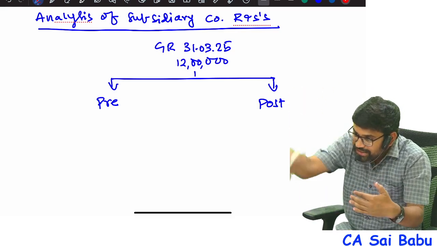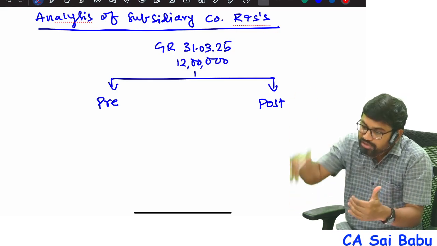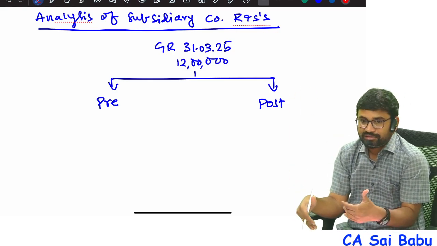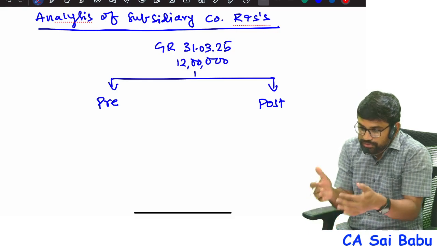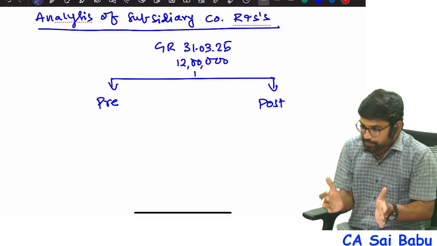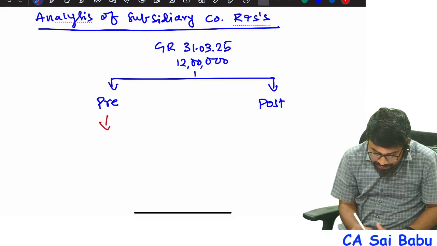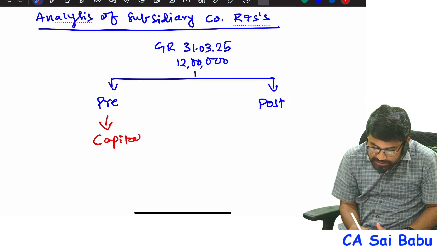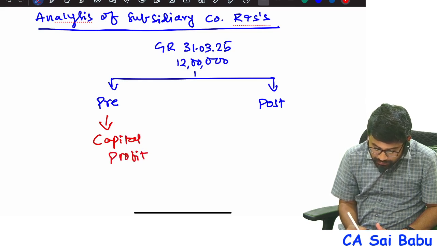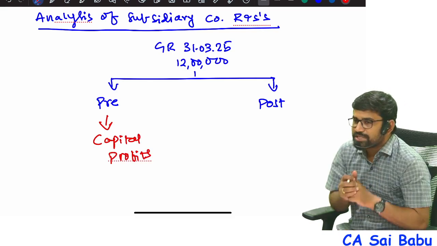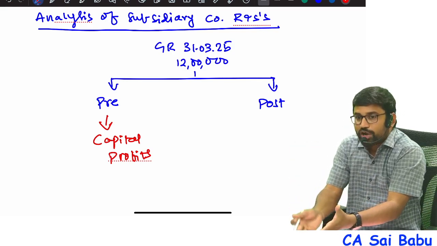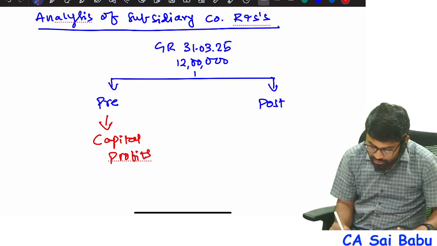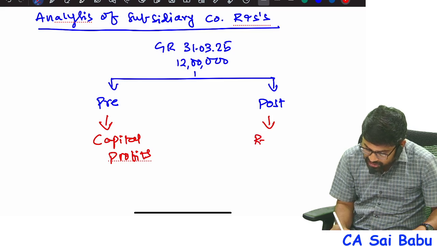Pre means at the time I am acquiring the subsidiary company, what are the profits which are already there in the subsidiary? Actually, I don't have any investment till that time. So whatever the profits are there in the subsidiary company, from the parent company's point of view, these are capital profits. All pre-acquisition profits are capital profits. After I made the investment, whatever profits are earned by the subsidiary, those are called post-acquisition profits. These are my revenue profits.